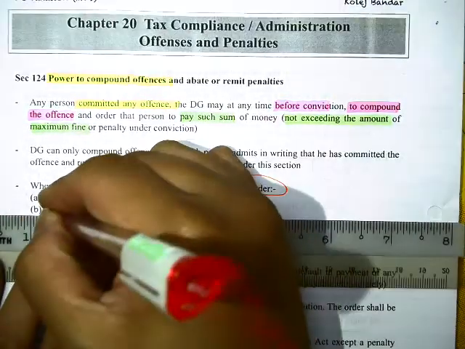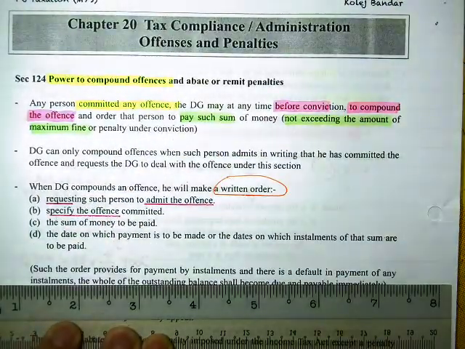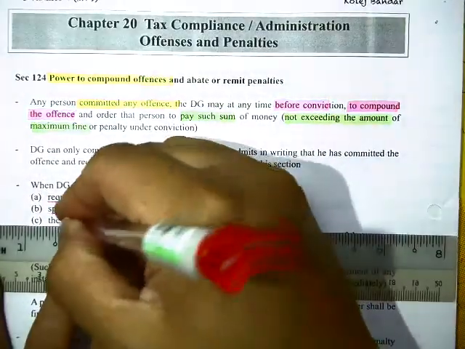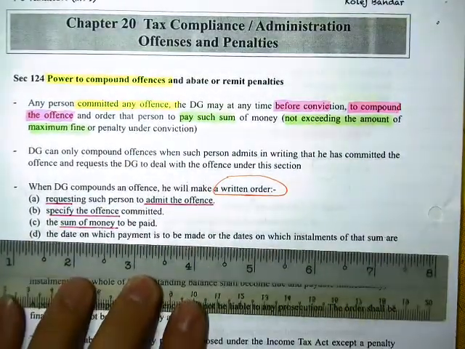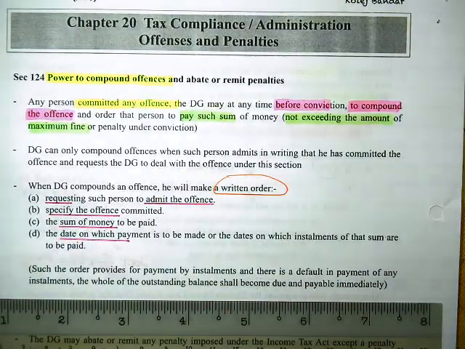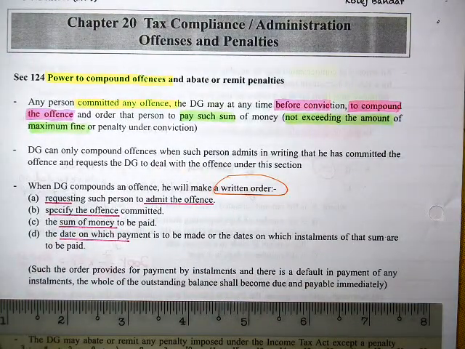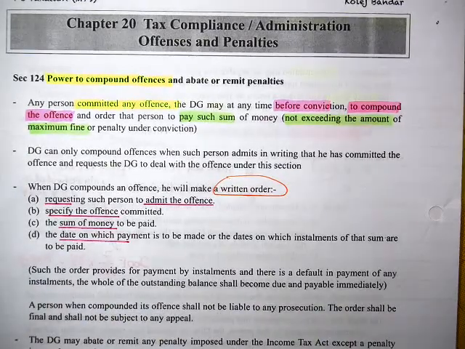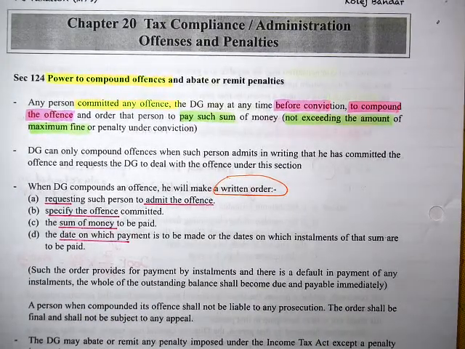He will specify which offense you made, which section, how much he needs you to pay as a compound, and he will give you an offer period. So during that period, you agree, you accept, you pay, then case closed. Understand? Now this is called compound. It's that simple. Right, move on now.